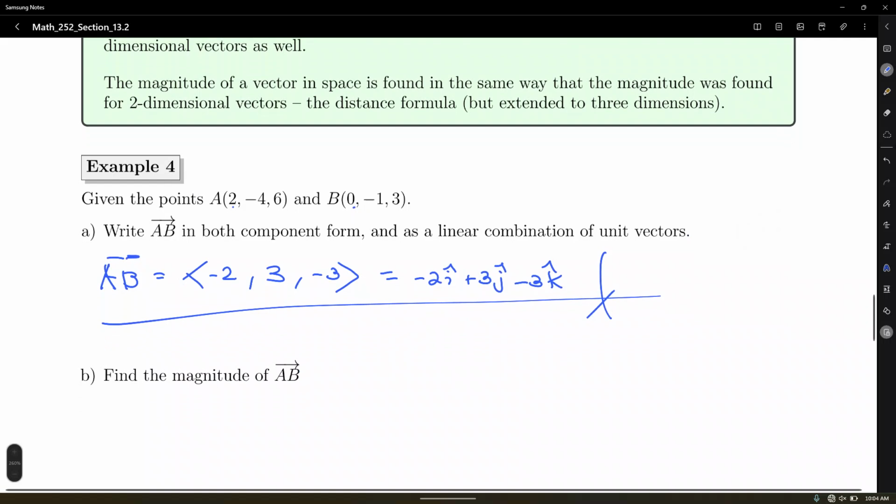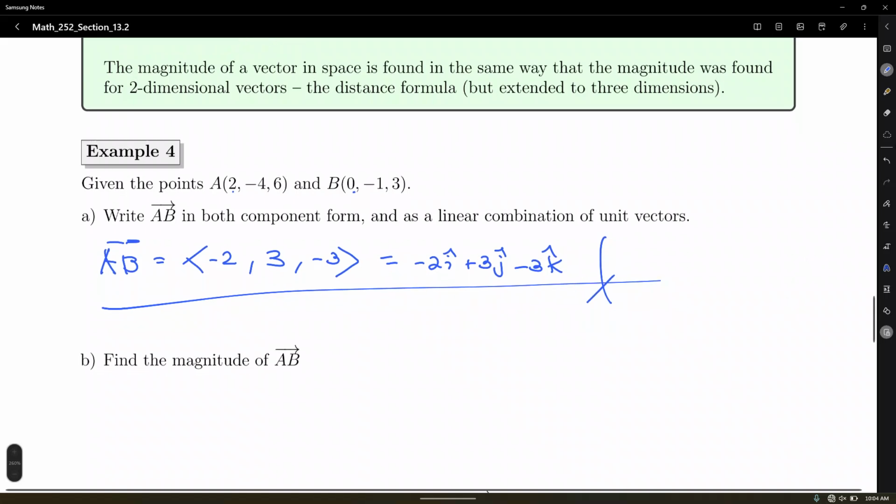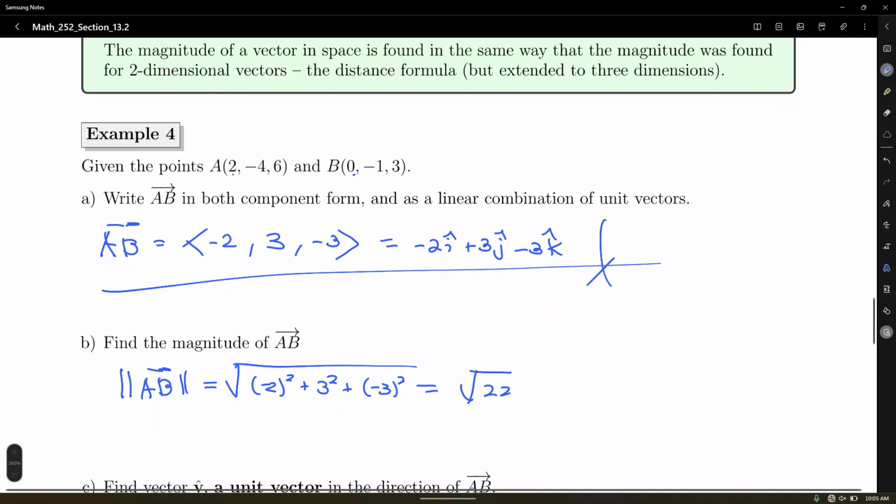Finding the magnitude of the vector, well, simply the same notation, double bars, AB. That's the square root of (-2) squared plus 3 squared plus (-3) squared. And that's going to give us 4 plus 9 plus 9, that's 22. Simply a root of 22. If we had a perfect square, we would simplify, or any of the factors, well, this is simply 2 times 11. None of them are perfect squares, so just leave it.